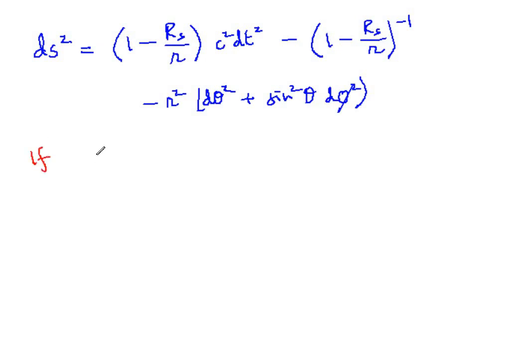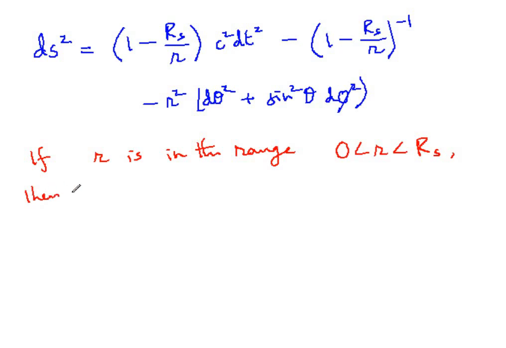Now you see, if r is in the range, what range? That is between 0 and Rs, then the Schwarzschild solution is free of singularities.